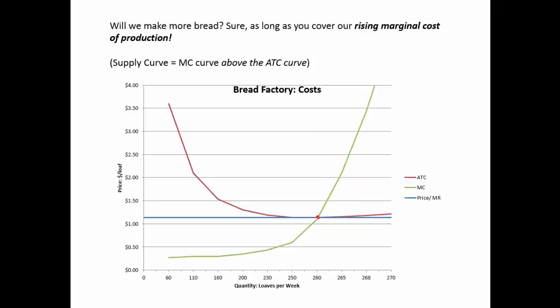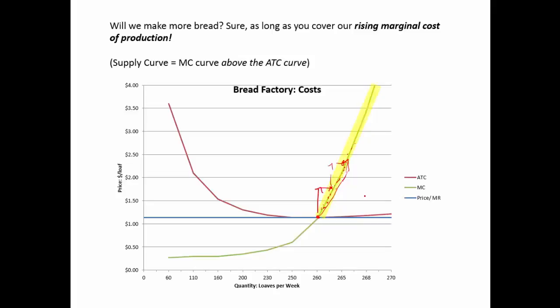And then to produce more bread, what's going to happen? Well, my costs are rising right here. So in order to produce more, I'm going to need the price to rise. If the price rises, I will produce more. And if the price rises again, I will produce more. So my output is going to be governed by this rising cost curve. And the only way to get me to produce more bread is to have the price rise. So that constitutes the supply curve.